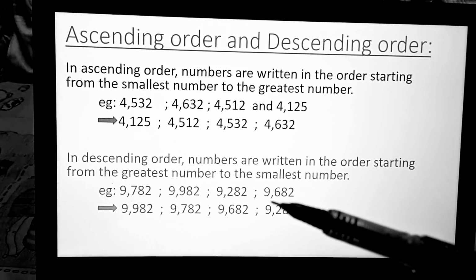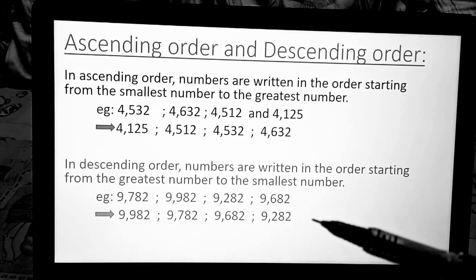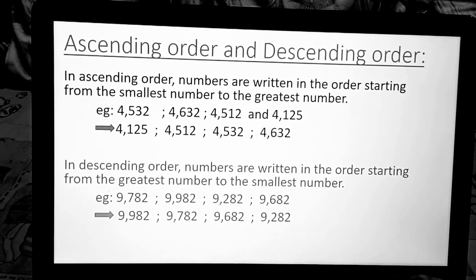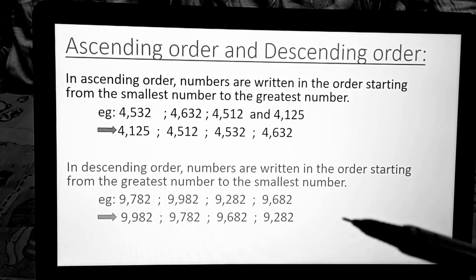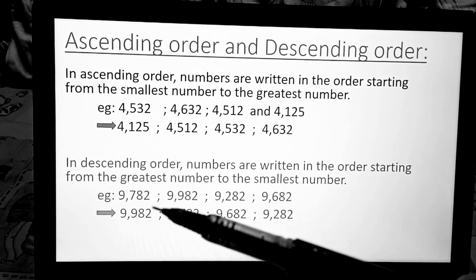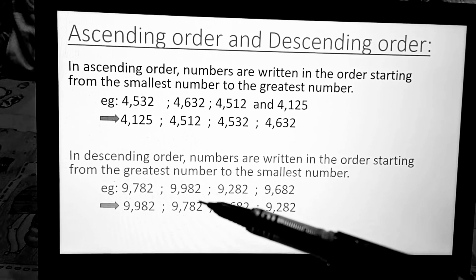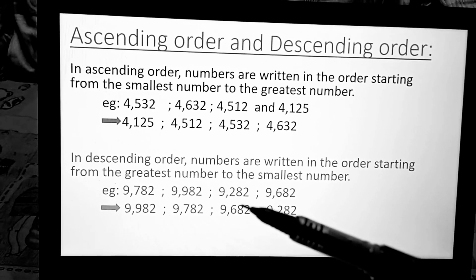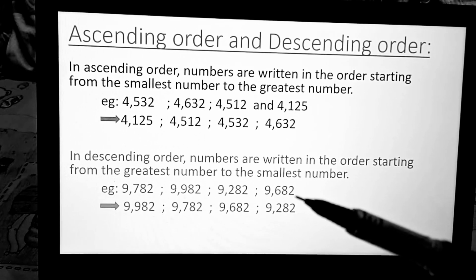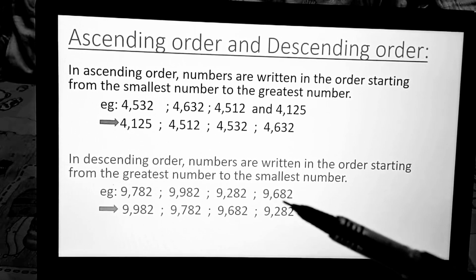Now we are moving to descending order. In descending order what do we do, children? We start writing from the greatest number to the smallest number. Okay. So let's see an example here. 9782, 9982, 9282, 9682. Okay. All are 4-digit numbers here, you see.